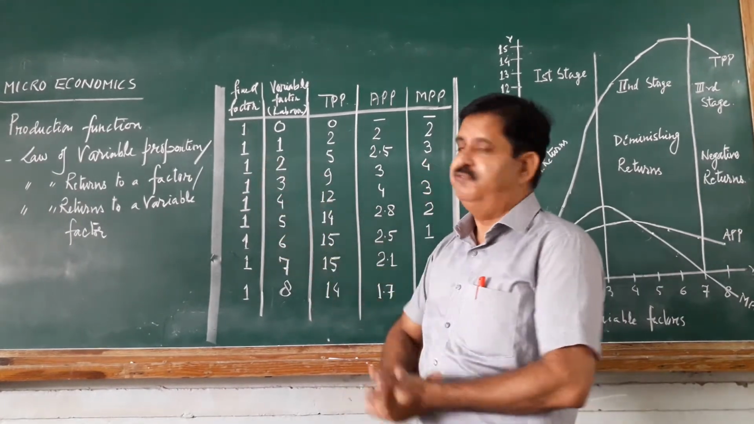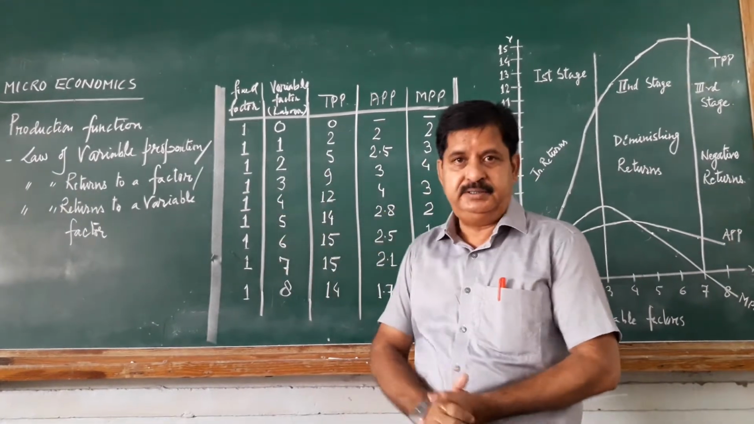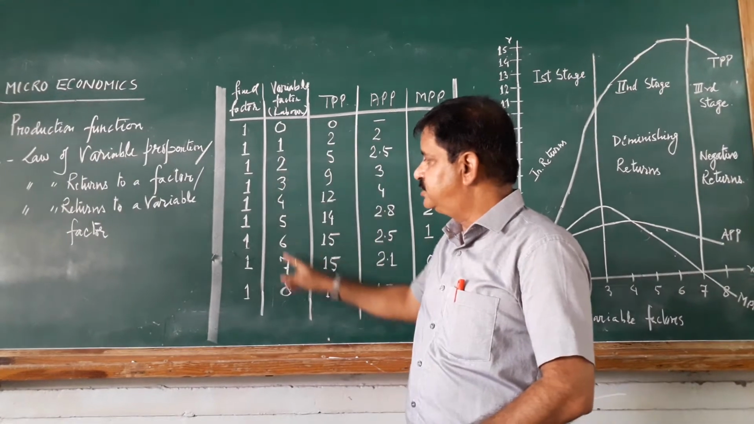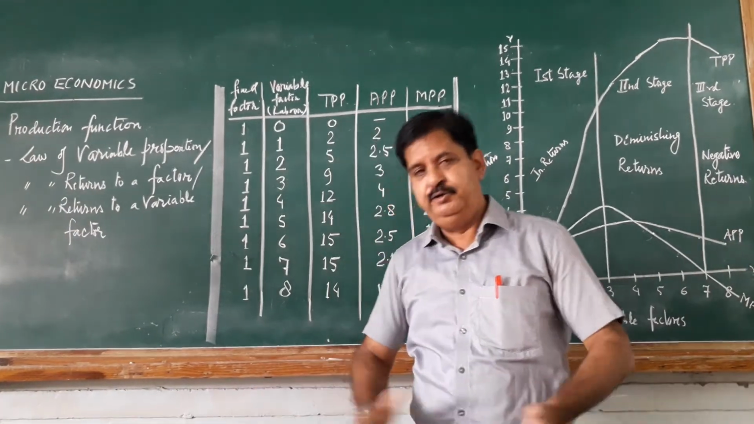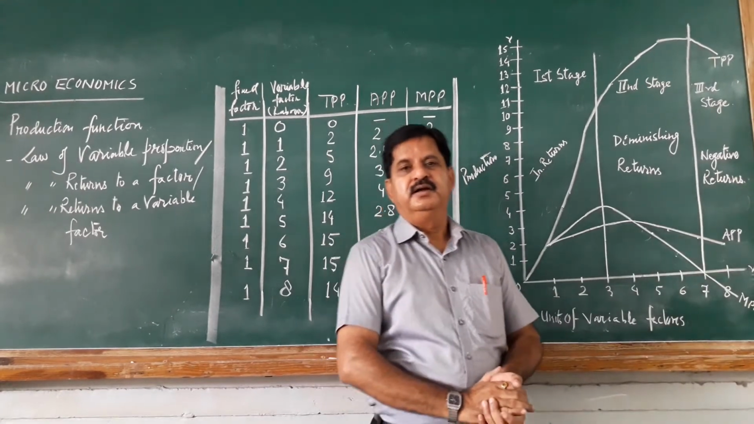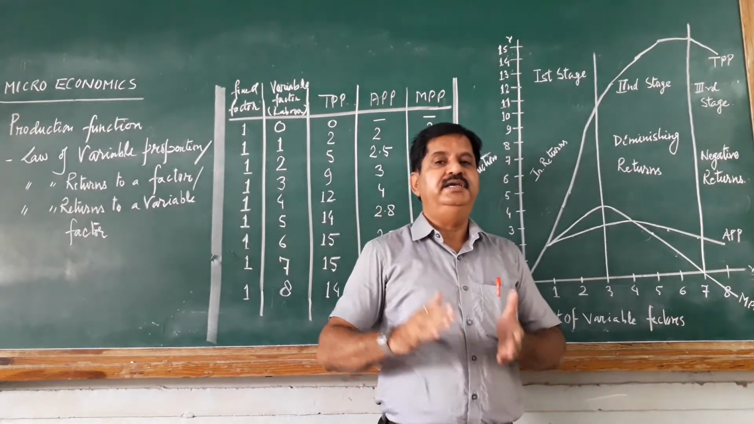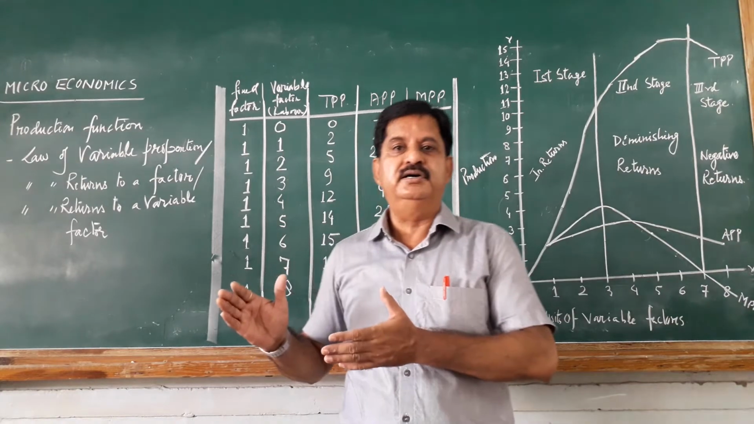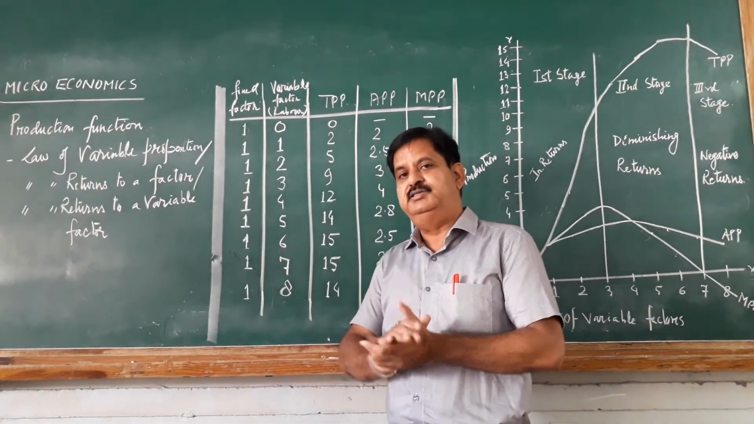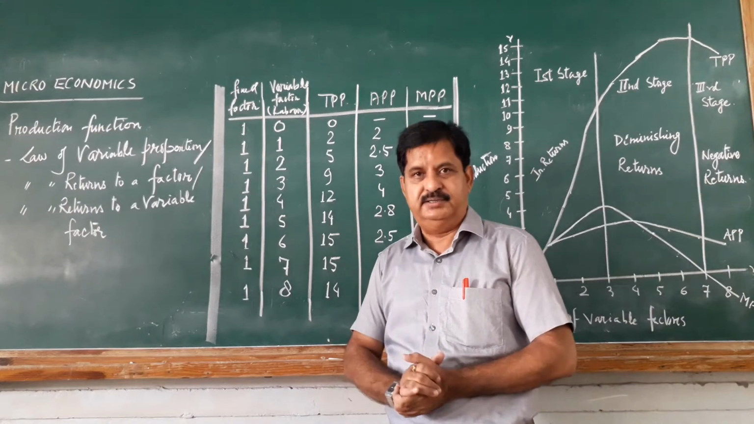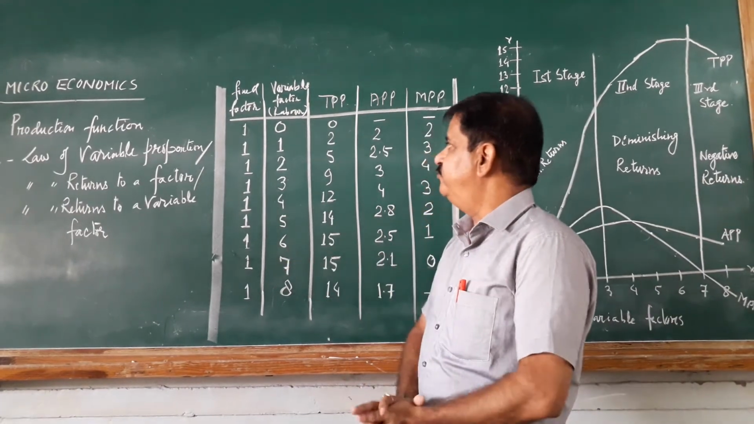Then the variable factor. Here we have taken the labor. The units of the labor are changing. Variable factors, I remind you, are the factors whose quantity may be increased to increase the production and may be decreased to decrease the production in the short run. So these are the variable factors.